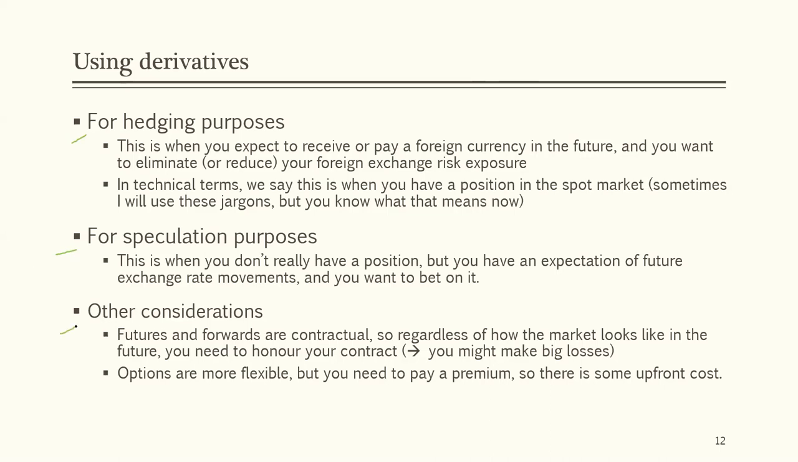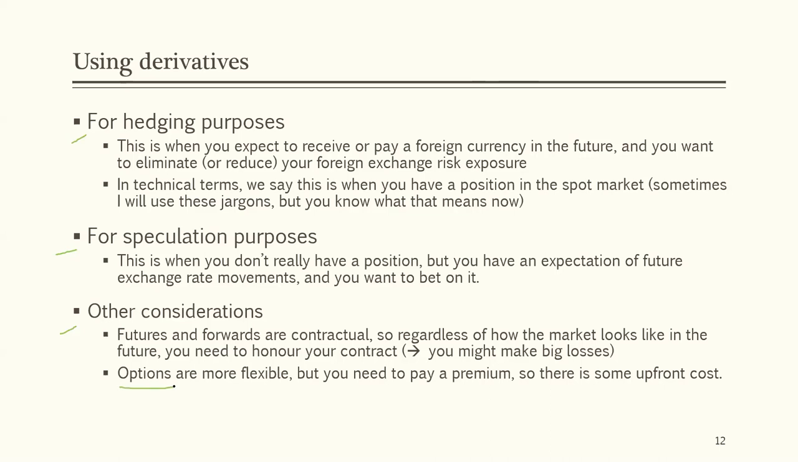Other considerations. So given that we have three different types of derivatives, futures, forward, and options, which one do we use, right? So there are a few considerations that we need to think about. With futures and forward, for example, these are contractual. That means you have to honor the contract regardless of how the market moves, okay? So sometimes you may gain and sometimes you might lose, okay?